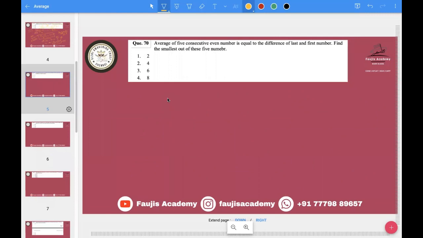We talked about this thing at whole length today only. Five consecutive even numbers. Solve it at your own time. Okay, I'm just doing some calculation over here. Don't look at the board on your screen.